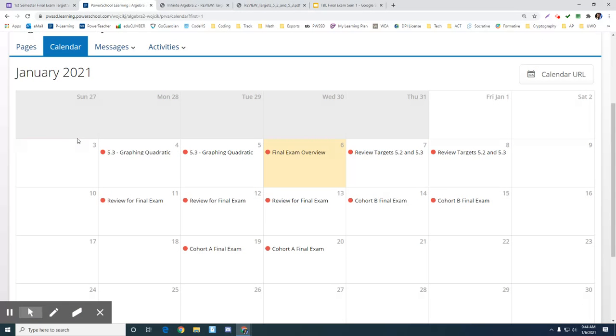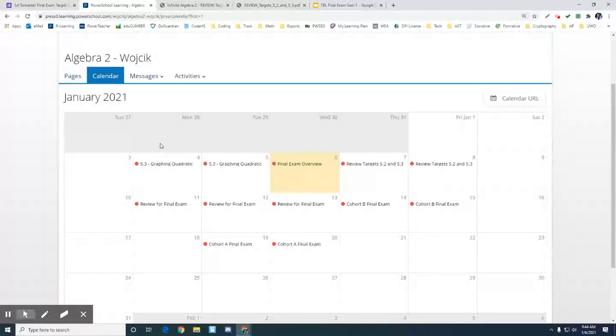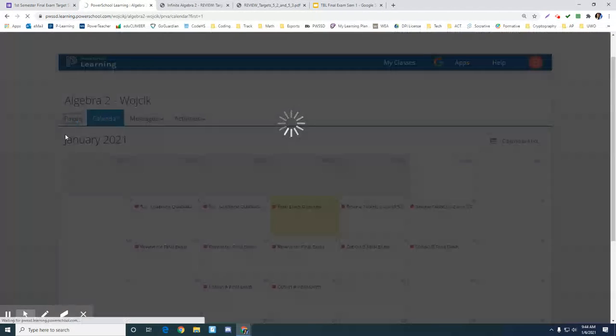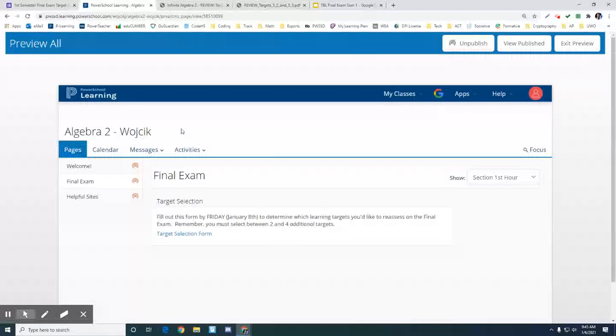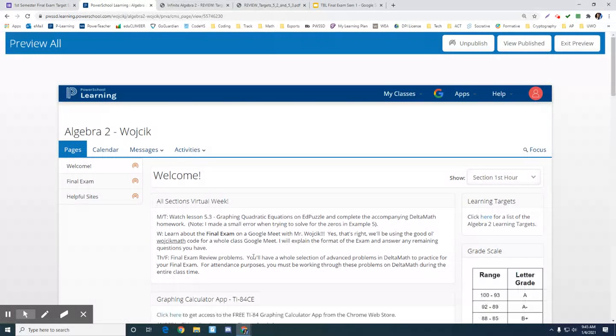Back on my P-Learning page, let me zoom out a little bit. In order to let me know which targets you'd like to reassess on, simply go to my main page here, clicking on Pages. And on the left side, you've got your general welcome page that you start off on that tells you, hey, here's what we're doing this week. And then there's a new tab over here called Final Exam.